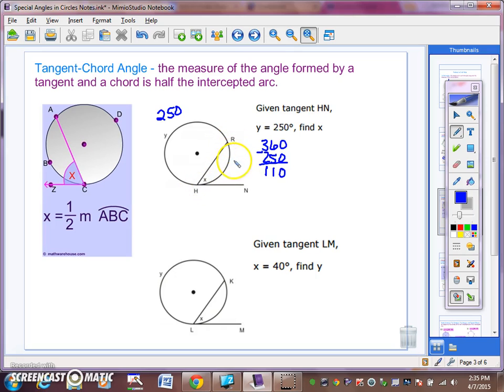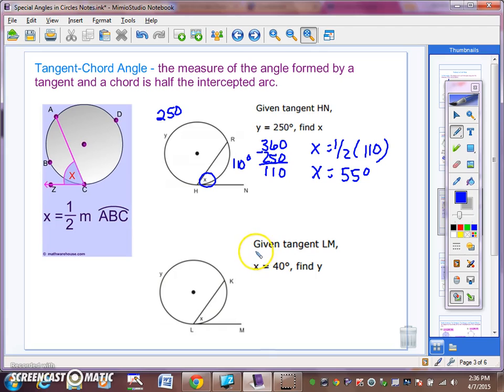So that missing intercepted arc is 110 degrees. So from R to H, that's 110 degrees. And then the angle is half the intercepted arc. So half of 110 is 55 degrees. So the measure of angle X is 55 degrees.